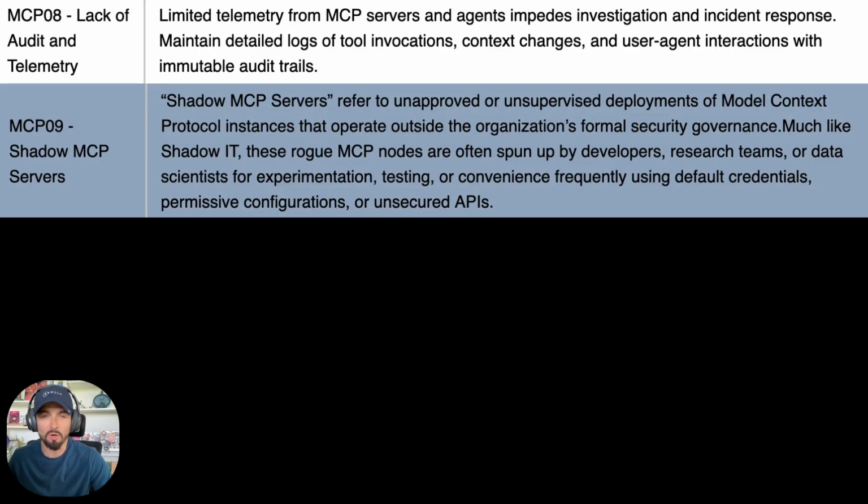MCP-08, lack of audit and telemetry, and MCP-09, shadow MCP servers. You can't govern what you can't see, case in point. So this entire list could all be addressed by proper governance. So right now, ask yourself, and go ask your team, what are we doing about this now so that our users are protected?